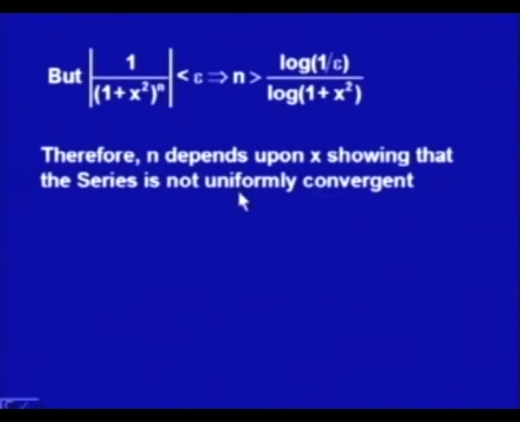So, this is a series which is not a power series, and it is not uniformly convergent, but the earlier series was a power series. It will be uniformly convergent, but it is not uniformly convergent in a small neighborhood about modulus z equal to 1.